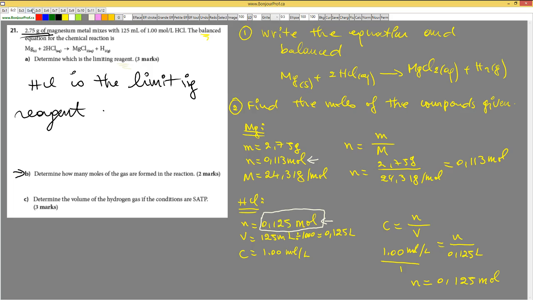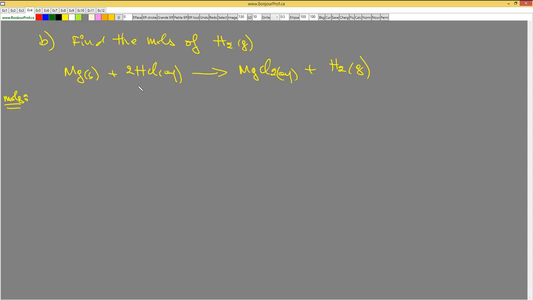Okay, so this is what we're going to do here. We put it beside this one: 0.125 moles. What are we looking for? The gas. So put the X in front of it. And I'm going to write now the ratios. What ratio do we have to put here?